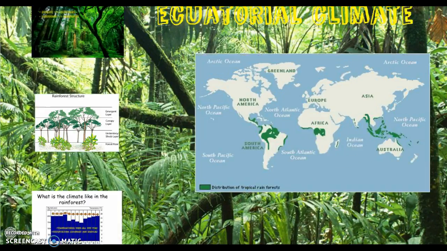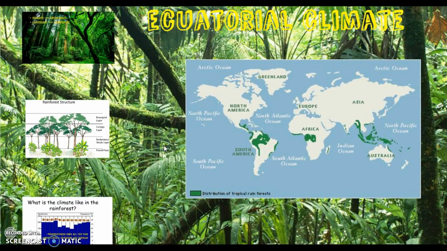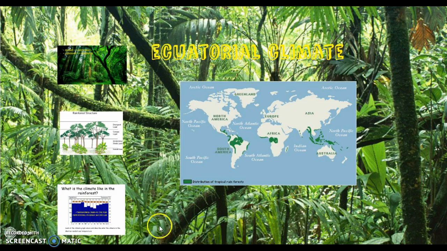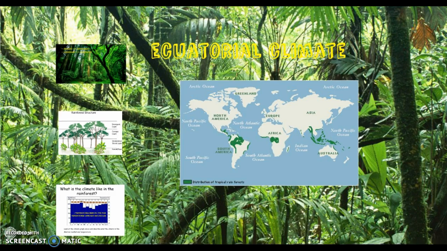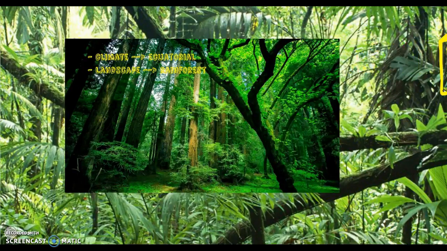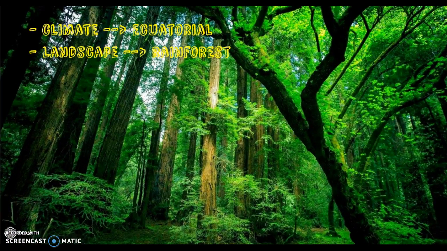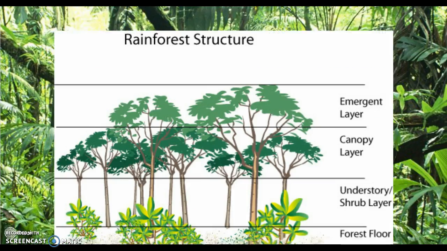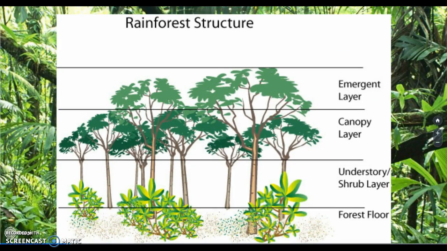Let's start with the equatorial climate. In this case we have the kind of landscape which is the rainforest. As you can see, climate equatorial, landscape rainforest, which is what you have on your screen. This is the kind of selva or jungla. It is what we call the rainforest, and you can see the rainforest has different layers.